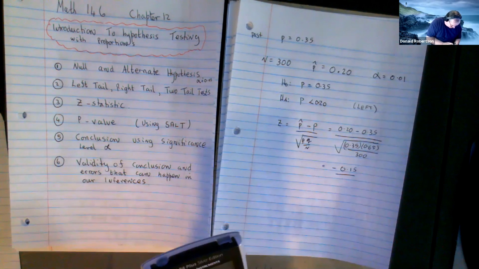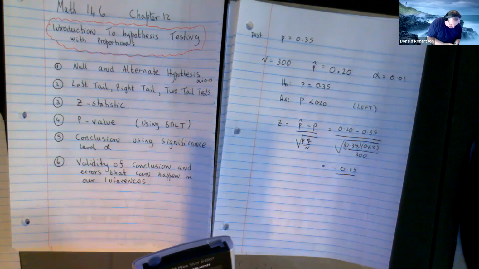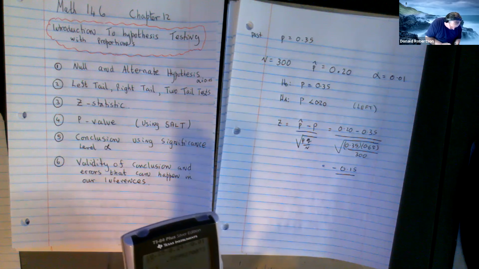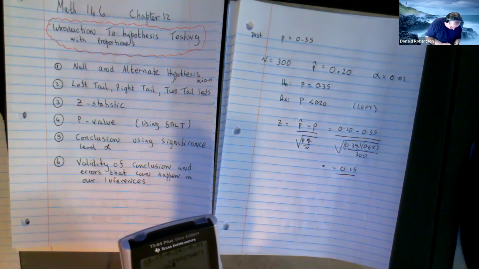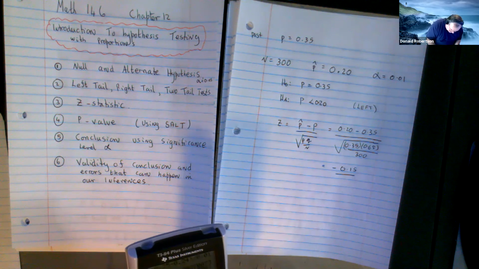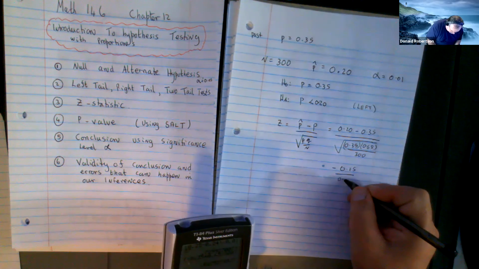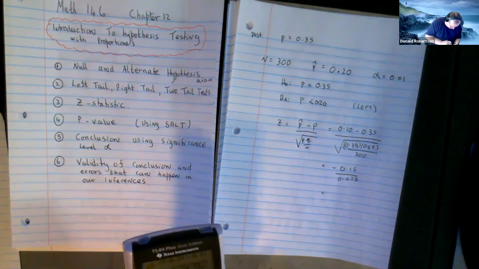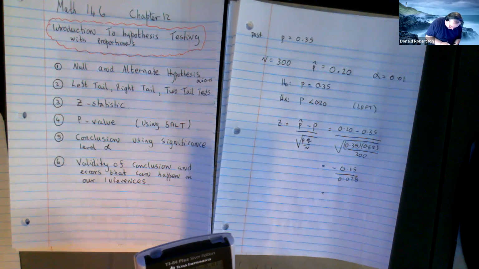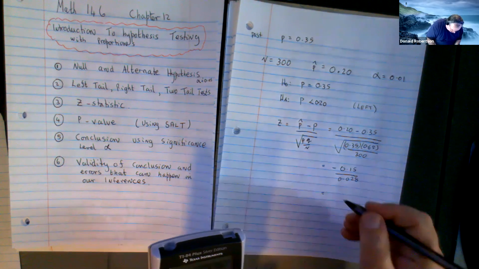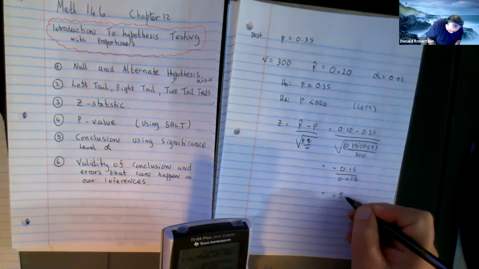And on the bottom, I'm going to get the square root of 0.35 times 0.65 divided by 300. And on the bottom, it's 0.028. So negative 0.15 divided by 0.028 gives me an answer of negative 5.4.